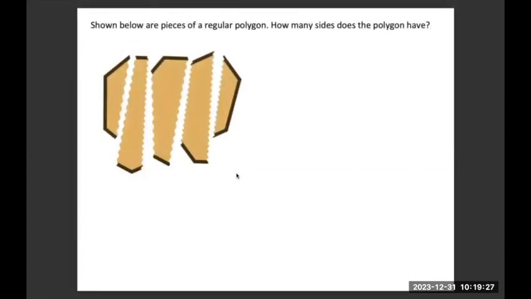So here you are given pieces of a regular polygon. How many sides does the polygon have? You have to merge the pieces together, and you have to find out the resultant polygon will have how many sides. You don't have any simple way out. All you have to do is sketch these parts together.